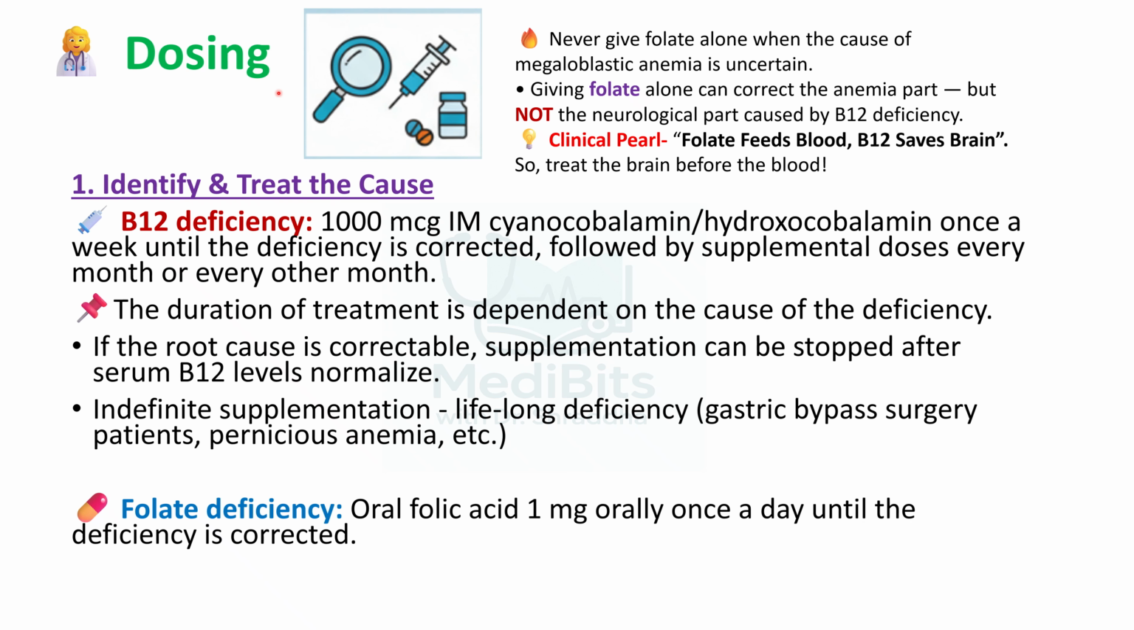So now let's talk about the dosing of vitamin B12 and folic acid. Once we have diagnosed a deficiency, it is super important to know how to treat it properly. Step 1 would be to identify and treat the cause. We need to understand why the deficiency is happening in the first place. For B12 deficiency, standard treatment is 1000 mcg IM B12 once a week. This weekly dose continues until the deficiency is corrected. After that, the patient is shifted to a maintenance dose either every month or every other month.